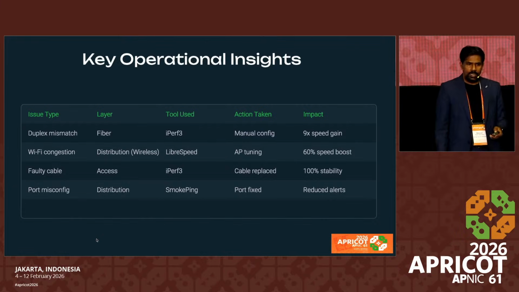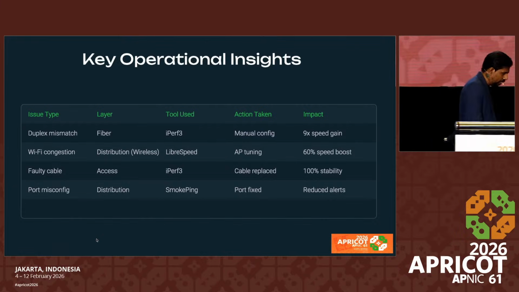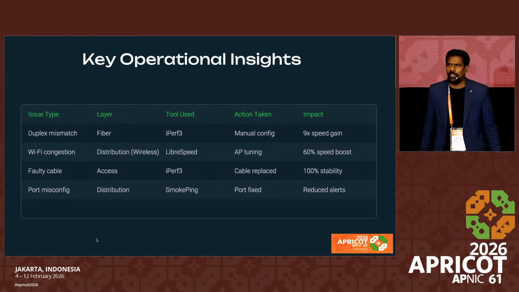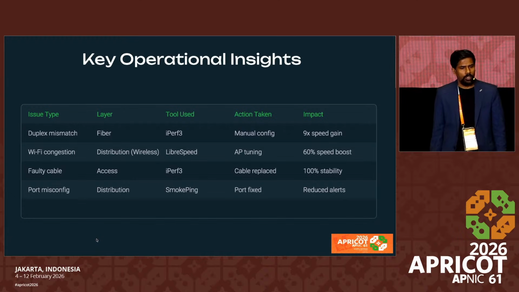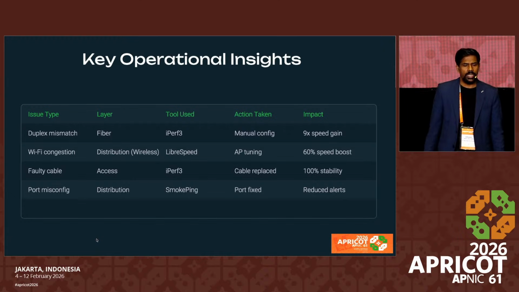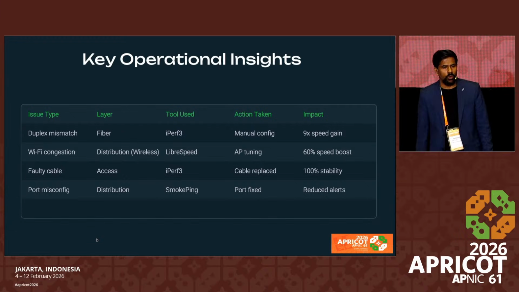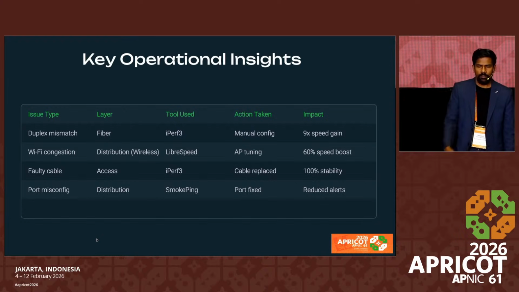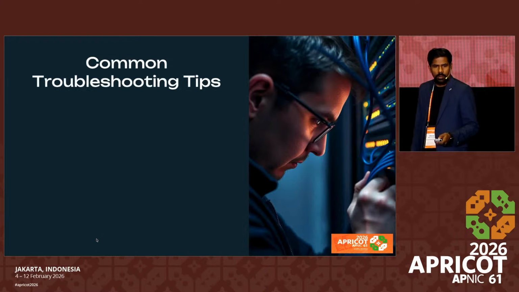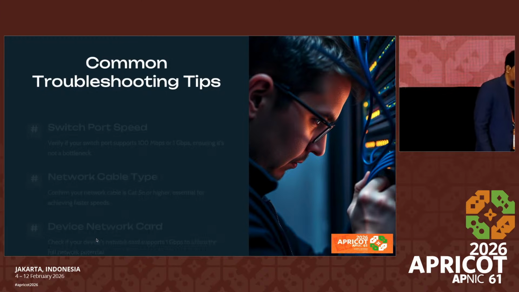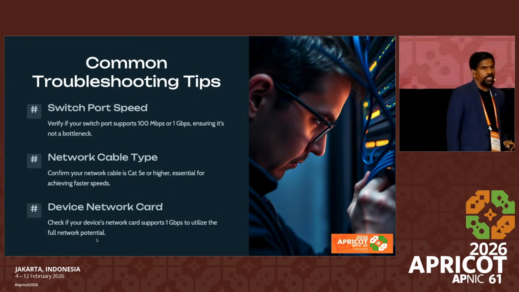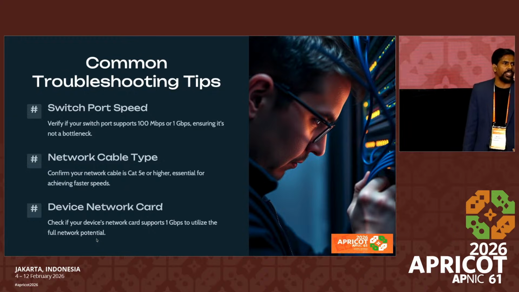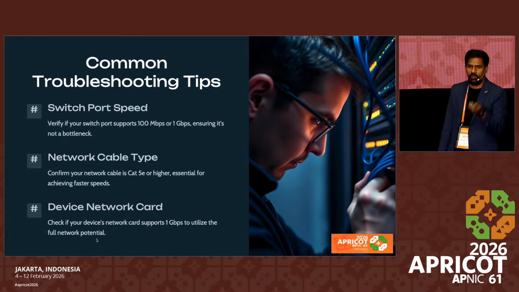Okay, this is kind of an operation insight. If it is a duplex mismatch, it might be a problem with the fiber. If it is Wi-Fi congestion, it is a problem with the distribution layer, wireless. If it is a faulty cable, it is under the access layer. If it is port misconfiguration, it might be the distribution layer. So these are the common issues. Even if you have a problem anywhere in a LAN network, it might be one of these.